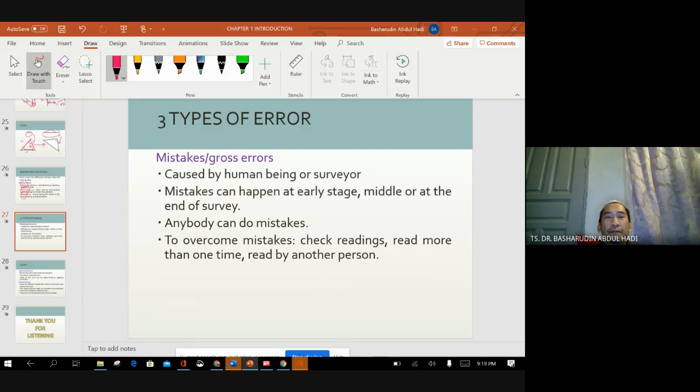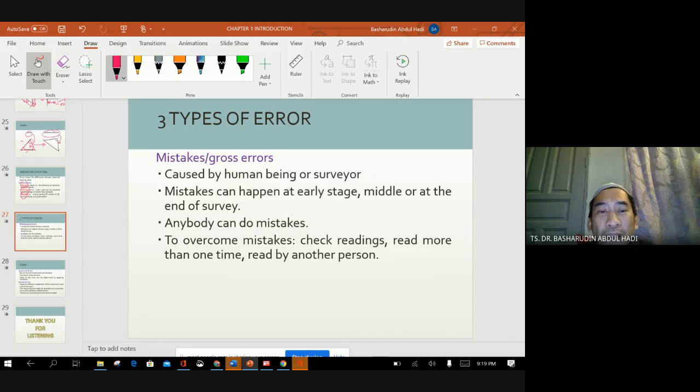Three types of error: mistake, or gross error, caused by human being or the surveyor. Okay, mistake can happen at an early stage, middle, or at the end of the survey. Sometimes we start the survey and first we have the error. Sometimes in the middle of the survey, or sometimes at the end of the survey. So because you have a checking system, you know at the early stage or in the middle or at the end of the survey that you made the mistake.